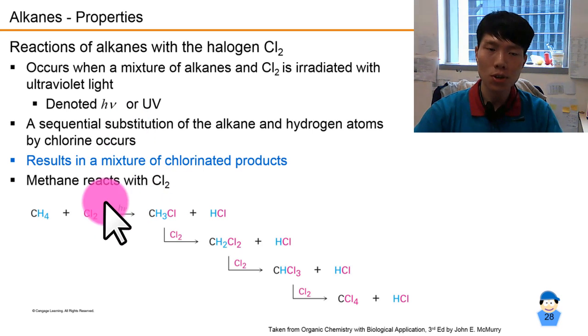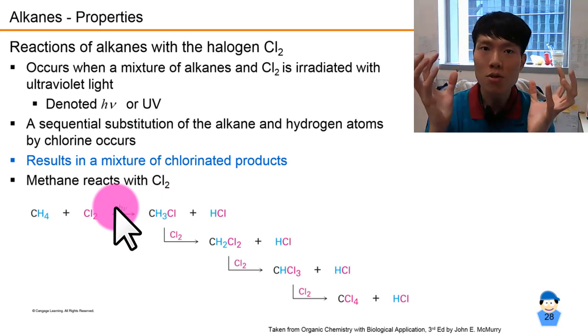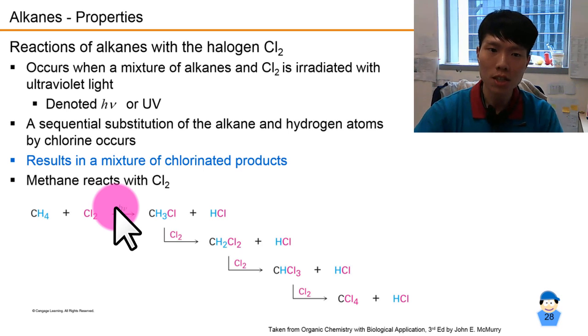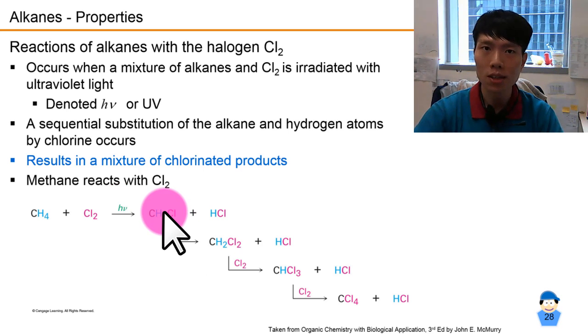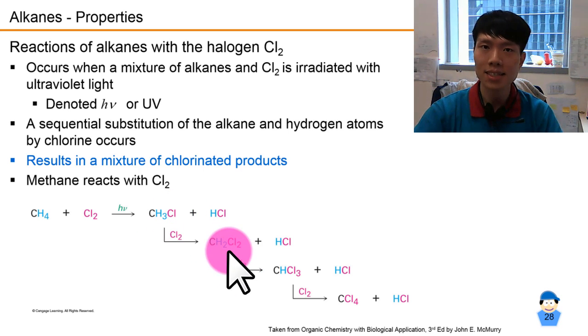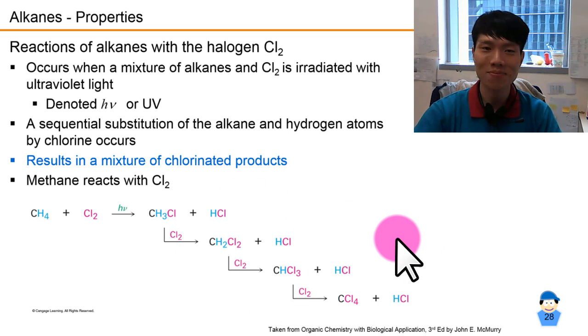What happens is the chlorine will become free radicals that are reactive and grab the hydrogen and first form a monochlorinated CH3Cl, your chloromethane, and then subsequently this gets attacked by more chlorine and gets substituted, taking out a hydrogen, and on and on and on, resulting in a mixture of products.